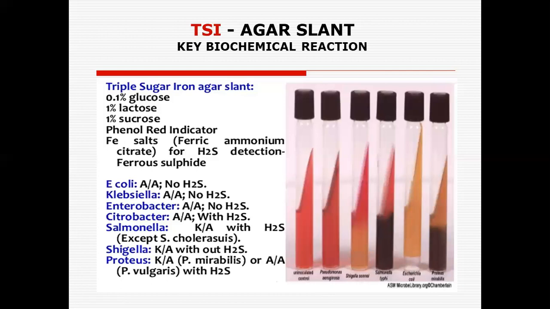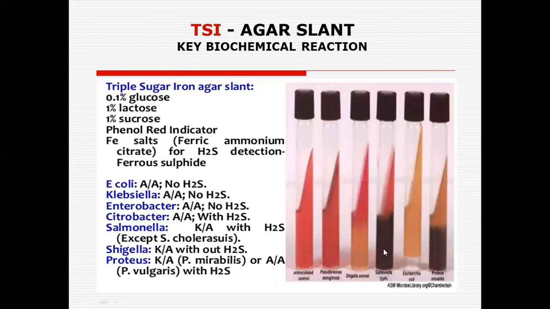Now, if lactose is not fermented, but the small amount of glucose, which is just 0.1%, is fermented, the oxygen deficient butt, there's less oxygen here and more oxygen there, will be yellow, but the slant will be alkaline in some areas. And there will be the conversion of the ferrous sulfate into sulfide. You will have the black color of the organism.